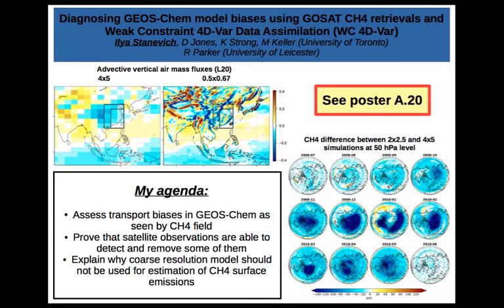So in my work, I will talk about transport biases in the GEOS-Chem model. In particular, I will explore the origin of the reduced vertical transport at the coarse resolution and show the impact of the increased numerical diffusion. I show that satellite observations, particularly GOSAT, can be used to diagnose transport biases and can remove some of them. And I explain why a coarse resolution model, particularly 4x5, is not desirable for full flux estimation. However, it can be applied for.